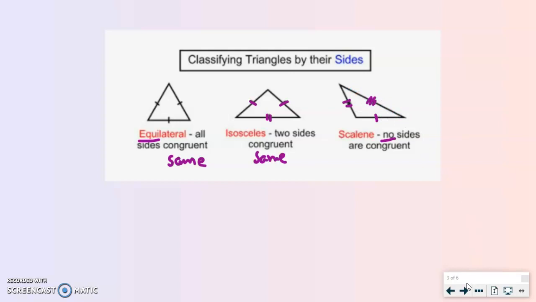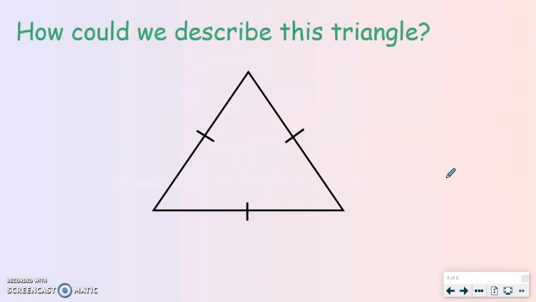And so we can classify triangles by their sides and their angles. And we can actually describe triangles using both of those methods, okay? So you can describe a triangle by its sides and its angles together. So let's start off with this triangle here. How would we describe this triangle?